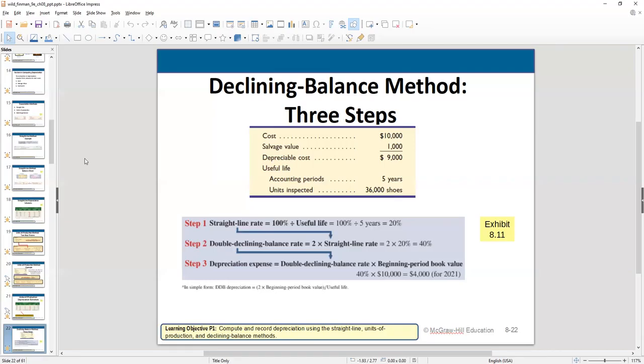Step 3, to calculate what the depreciation expense is, be careful with this. We're going to ignore salvage cost until the very last year. So we're going to start depreciating the full amount of the acquisition cost at $10,000. And so as you can see, to calculate first year depreciation, 40% times $10,000 equals $4,000, and that's going to be our depreciation for year 1, 2021.